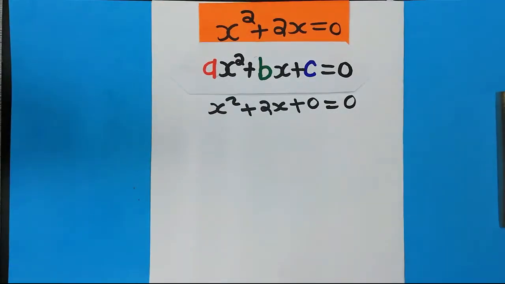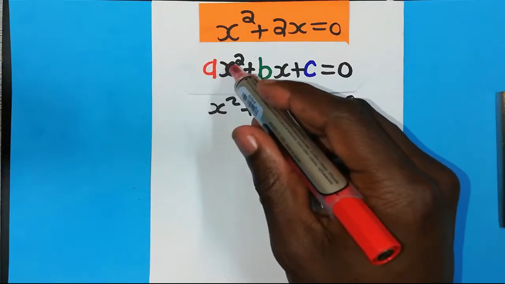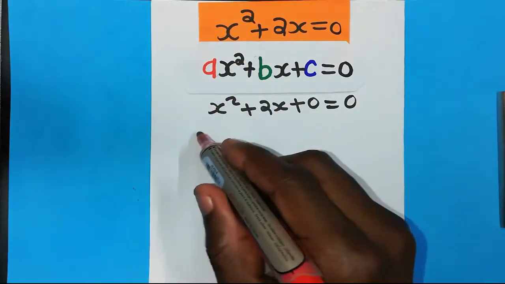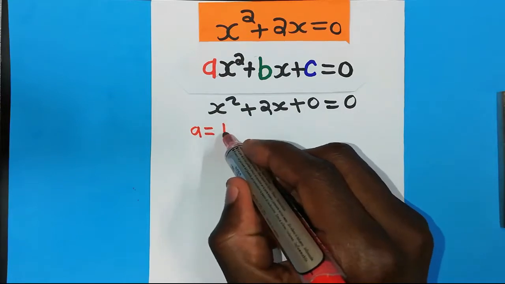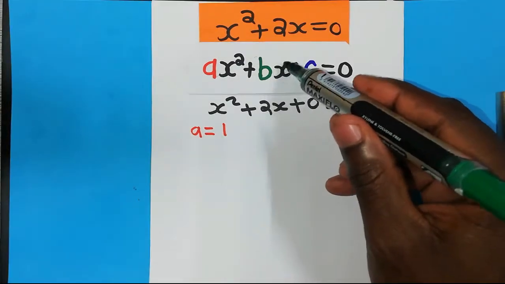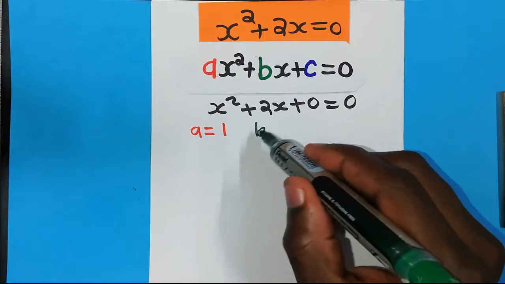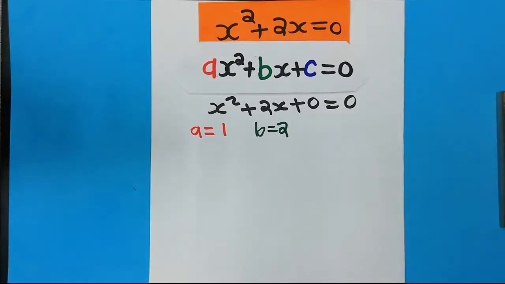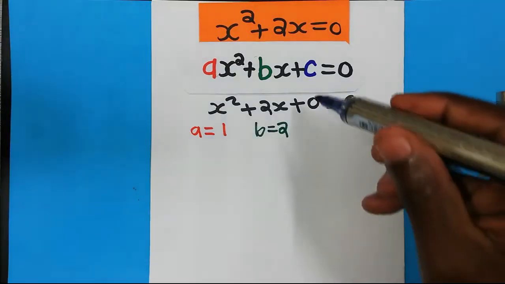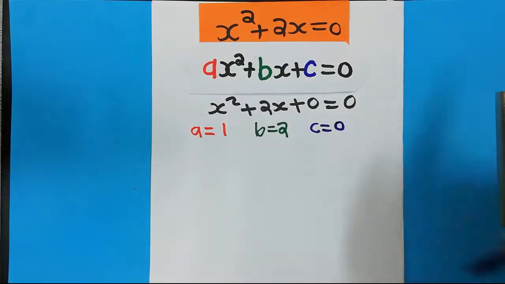All right. Now, let's identify the value of a. The value of a is the coefficient of x squared. So here, the value of a will be 1. And then what about the value of b? The value of b is the coefficient of x. So the value of b, in this case, will be positive 2. Now, the last one is the constant. So c will be 0.